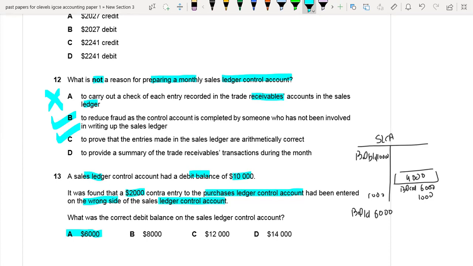To provide a summary of the trade receivable transactions during the month. Yes, this is also right. Because through the sales ledger control account, when we finish with it, we will be transferring its amount in the trial balance. So D option is the right reason. So it means that which is not a reason, which is A. So A is the right option. Okay.